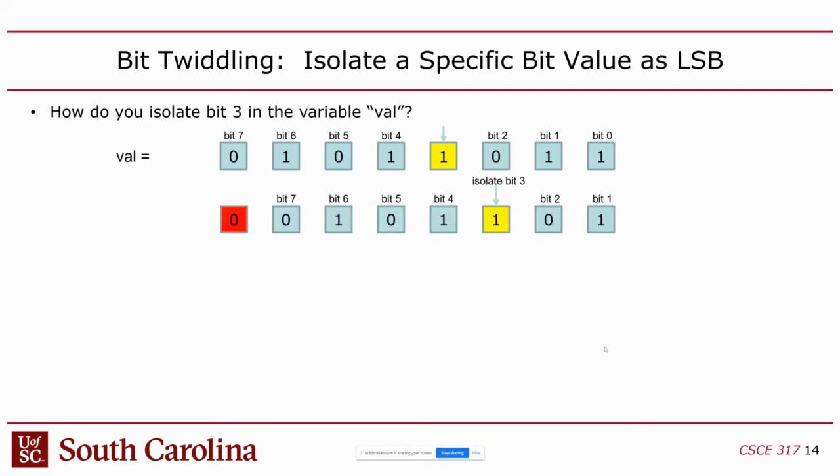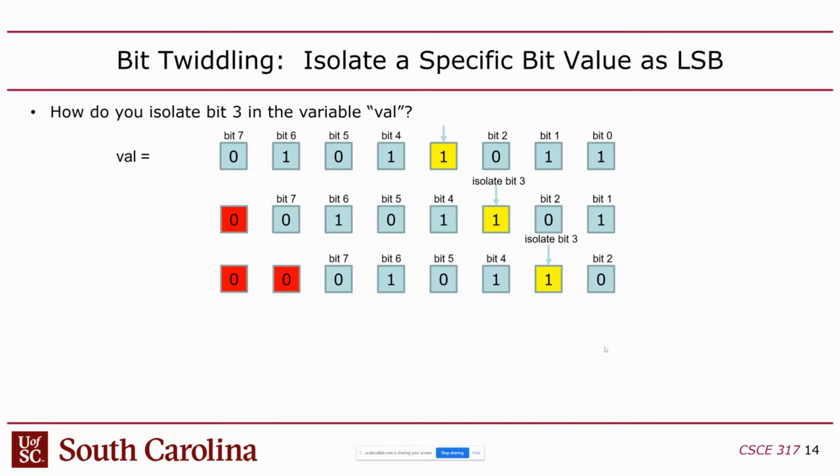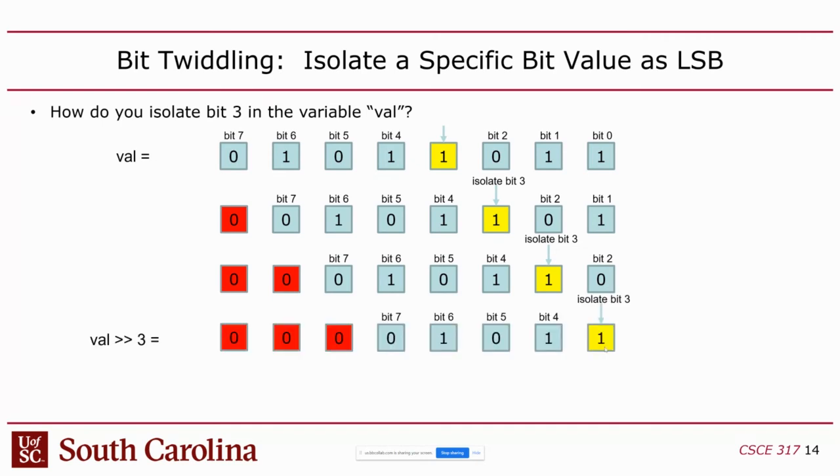So you can take the value there, and if you shift it 1 bit to the right, it'll move that bit 3 closer to the right side. In fact, bit 3 will become bit 2. And then if you shift it 2 times, 3 times, eventually the bit 3 in the original value will become bit 0. It'll get shifted all the way to the right side. And then we'll end up with 3 zeros on the left side.